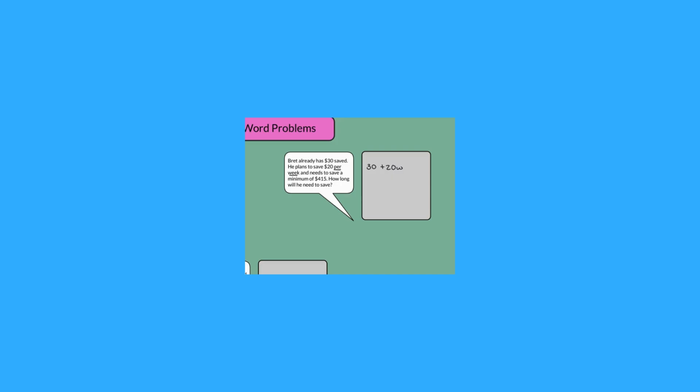He needs to save a minimum. So here's a 415, that's my total. Total typically goes at the end. A minimum of, so he could save the 415, but that's the minimum amount. That means he could save that much, but he actually wants to save more than that. So greater than or equal to. That makes 415 the minimum, the smallest, which means he has to save that or more.